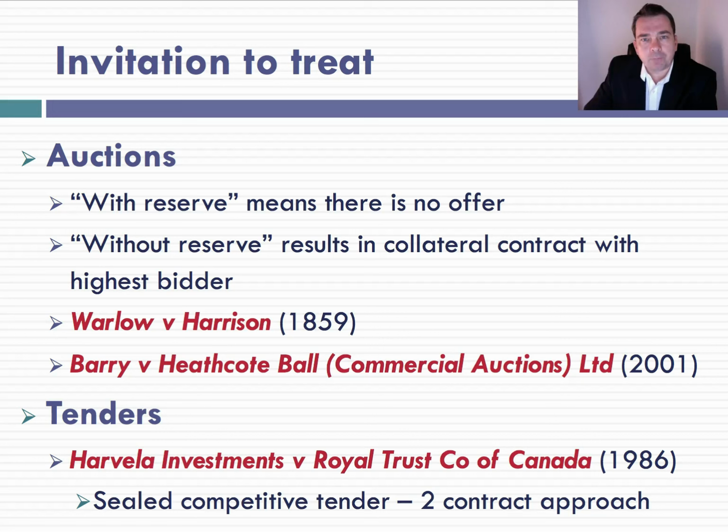However, where you have a competitive tender, a secret competitive tender, you do not have that option anymore. So in those types of tenders, where the tender states that the highest bid will receive the tender, the person who put the tender out is no longer able to say no or pick and choose whom they want to contract with, because they've already agreed that they will contract with the highest bidder. And this is exactly what happened in Harvela Investments and Royal Trust Company of Canada.